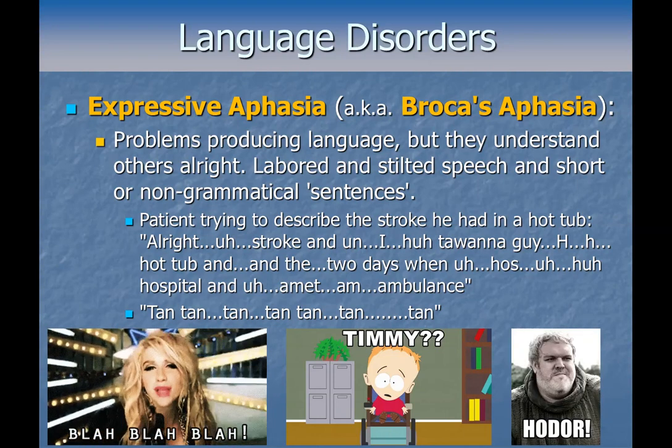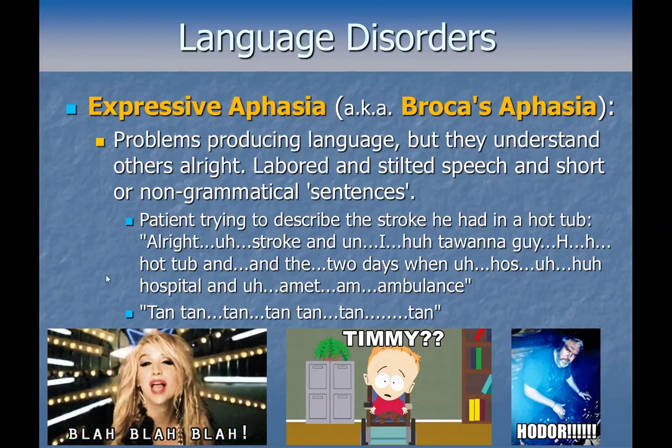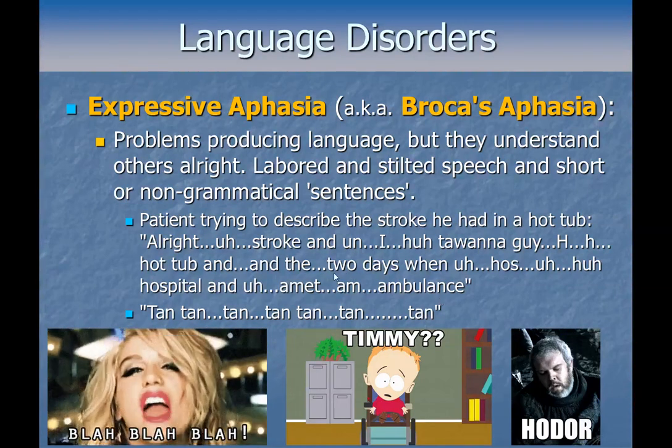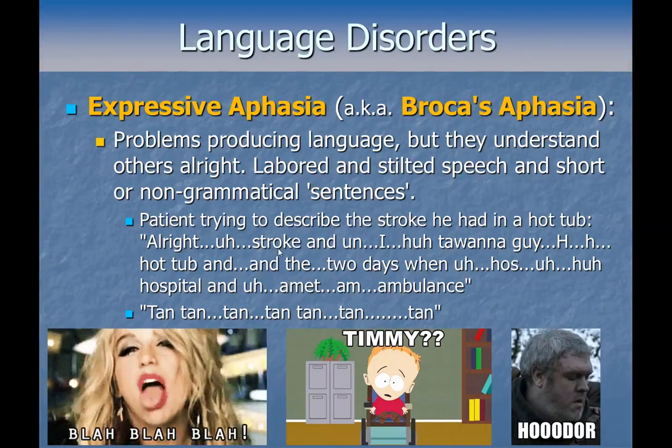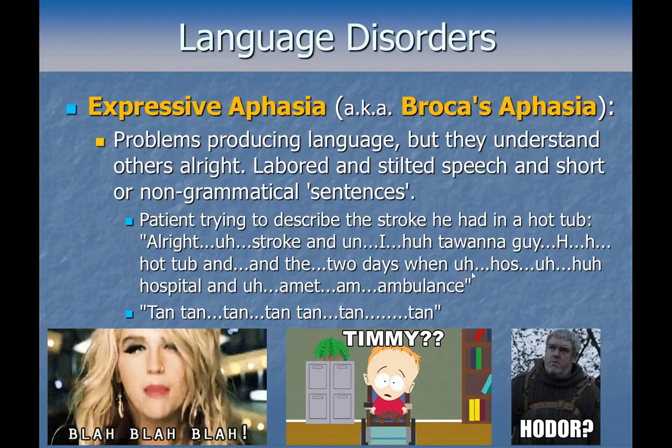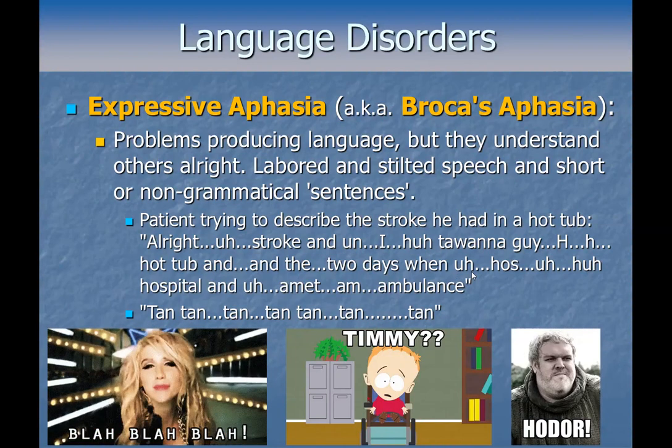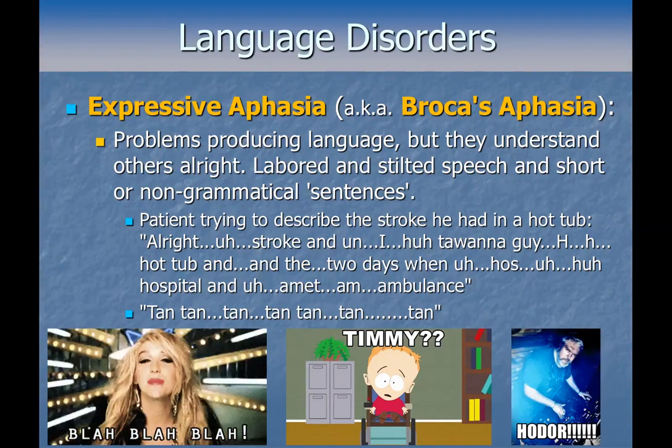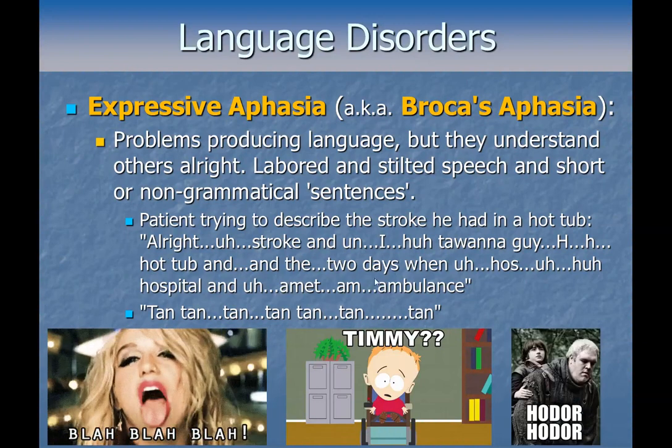So you can see it's a very labored, stilted speech. He has trouble getting it out, but he's using the right words. He's talking about a hot tub. He's talking about an ambulance. He's talking about 2 days ago. He says stroke. He literally understands the words. His understanding of language is okay. Just really trouble getting it out and trouble making it into full sentences, right?